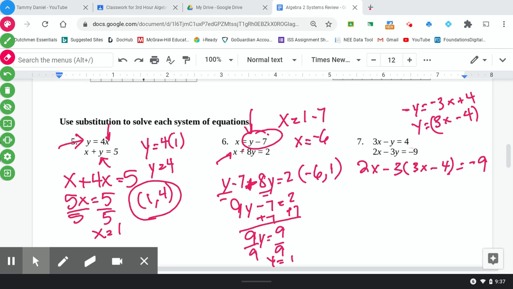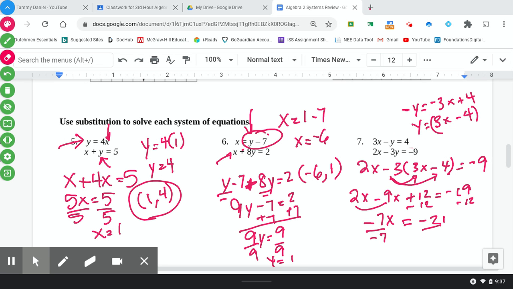All right, so I have to distribute this negative 3, not just 3. I got to take the negative with it. So that gives me 2x minus 9x plus 12 equals negative 9. Okay, if I combine these two things together here, I get a negative 7x. I subtract 12 from both sides. And that should be a negative 9, not 19. So that's a negative 21. Okay, divide by a negative 7, and x is 3.